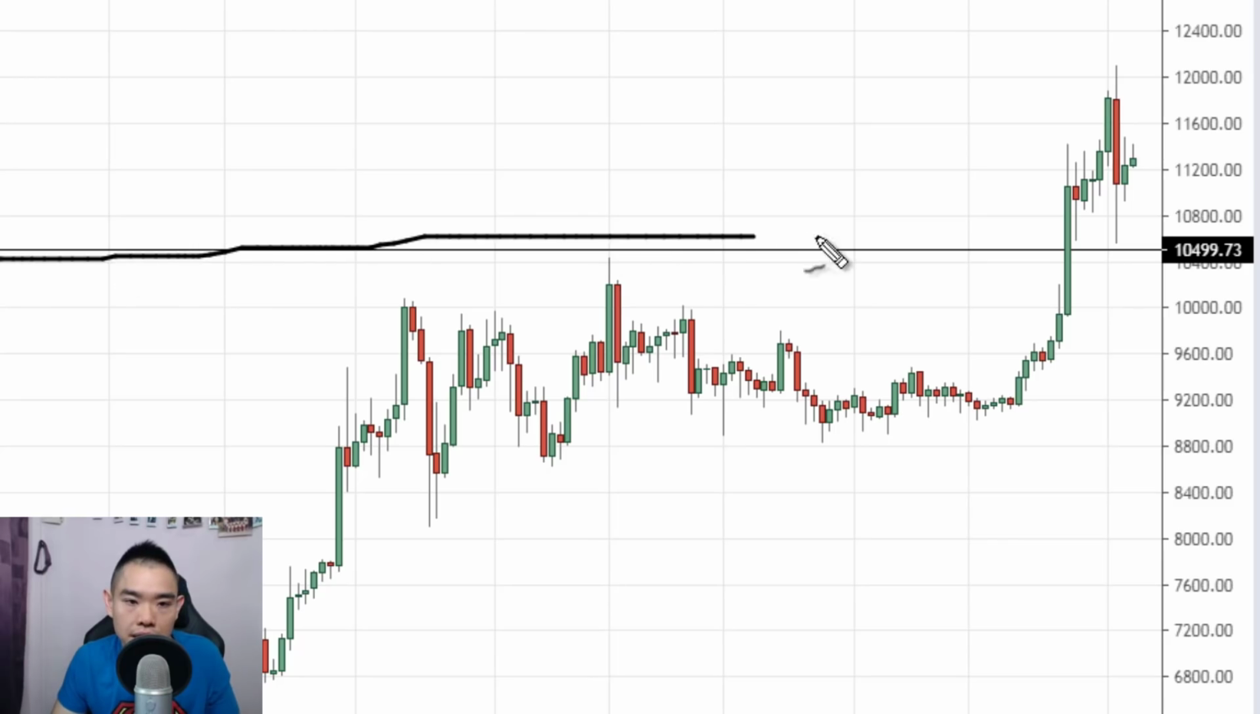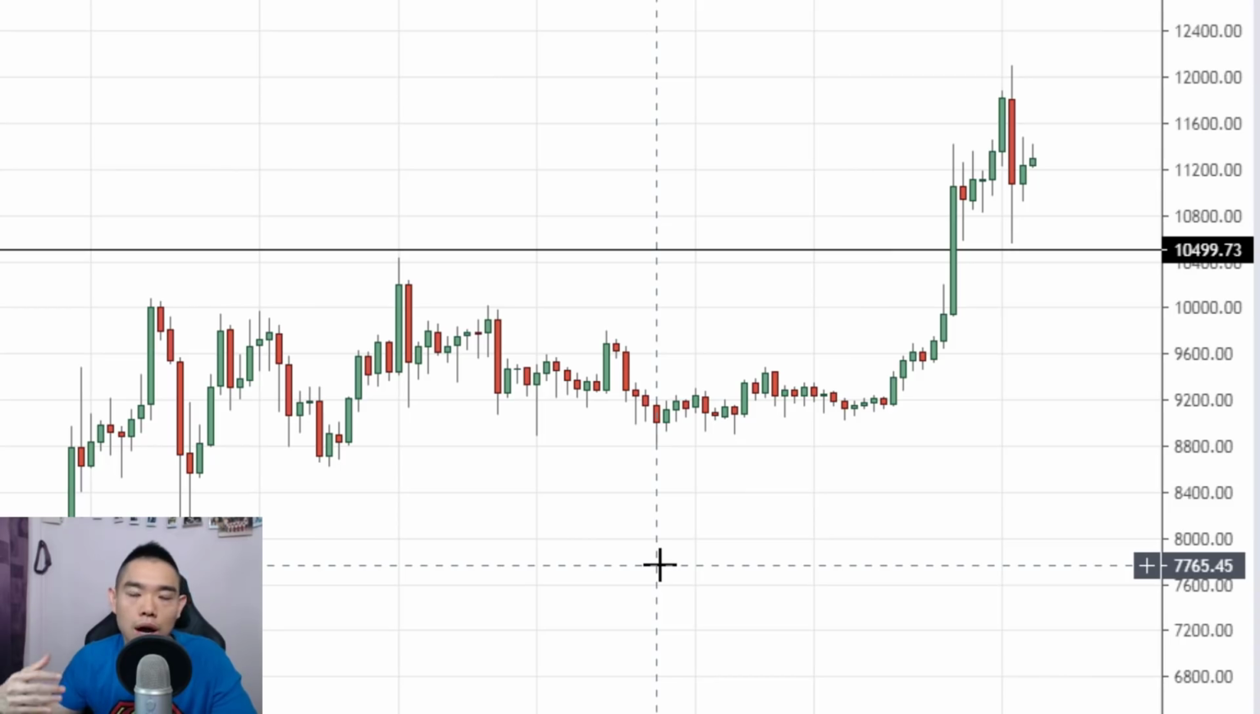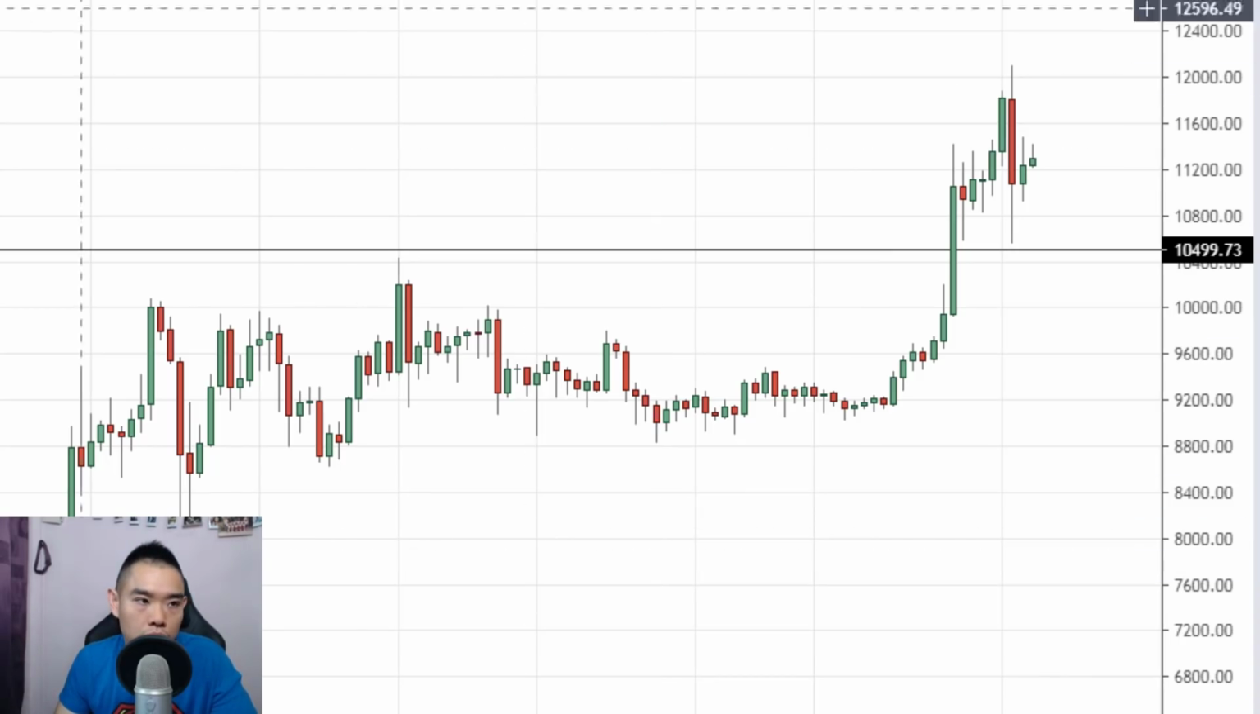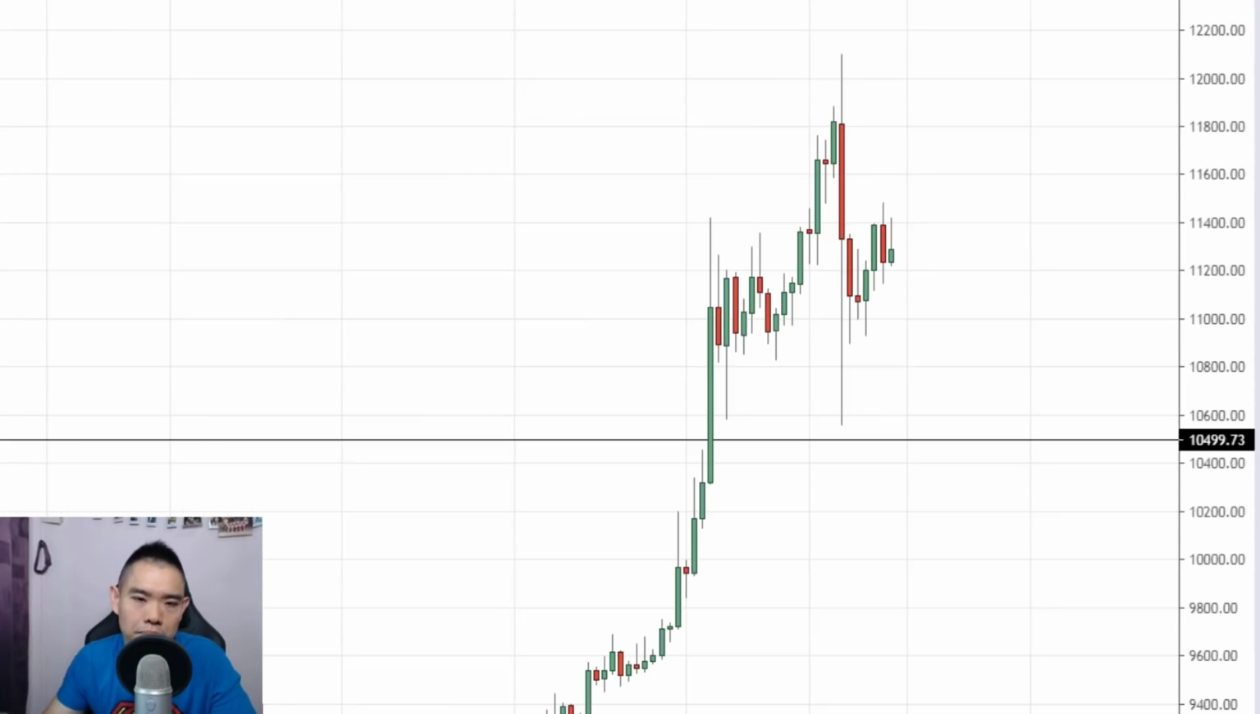Price has broken above this area of resistance. So I am bullish right now on Bitcoin. And how am I going to trade this? So again, what you can look for is a trading setup, let's say on the 4-hour time frame or the 8-hour time frame, either or.